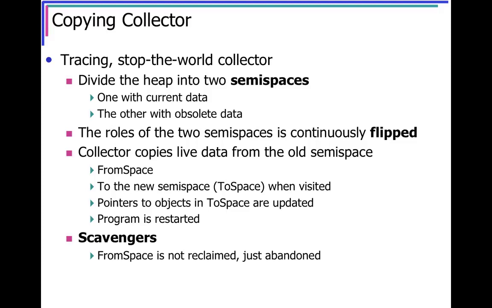We allocate data from one semispace, called the from space, and when we run out of that space, we stop and we copy the live data from the from space to the other semispace called the to space, and then we update the necessary pointers and we restart the program allocating now from the to space, which we flipped, so it's called the from space.